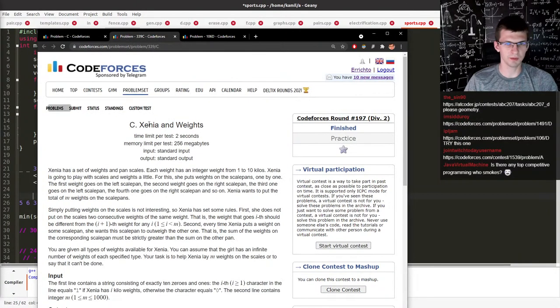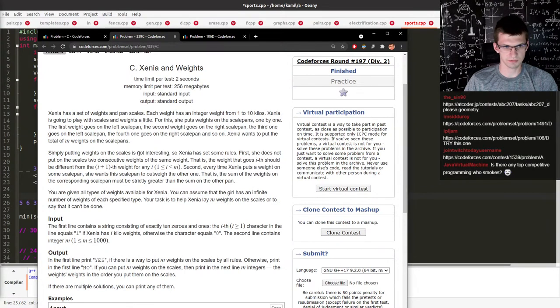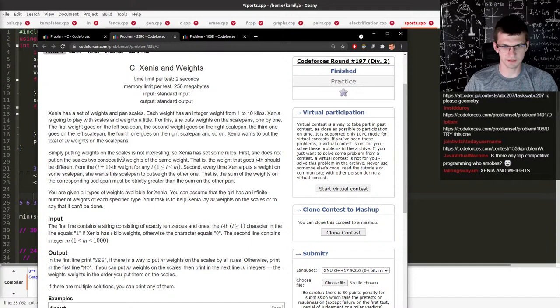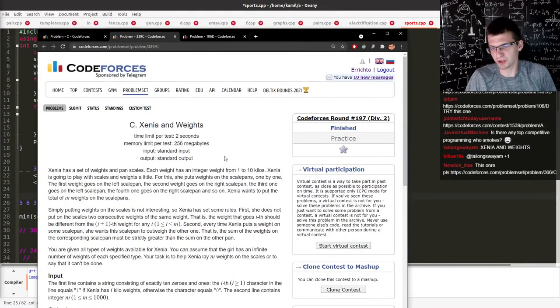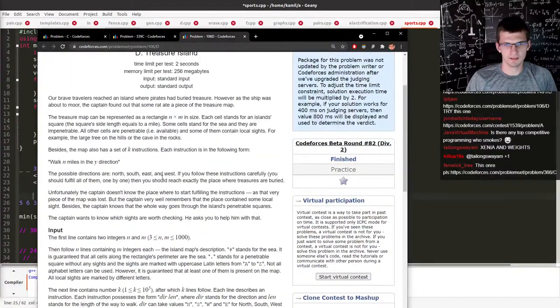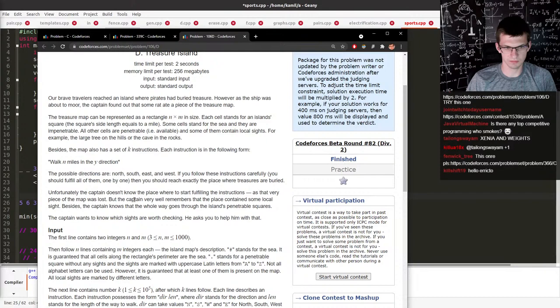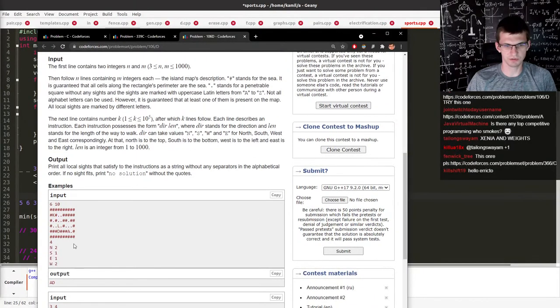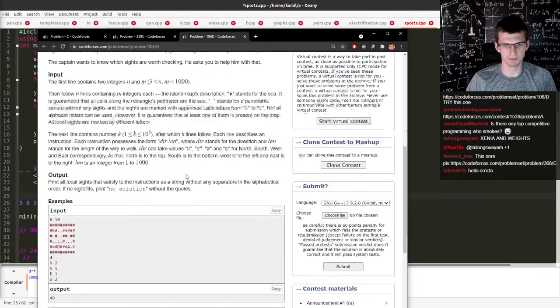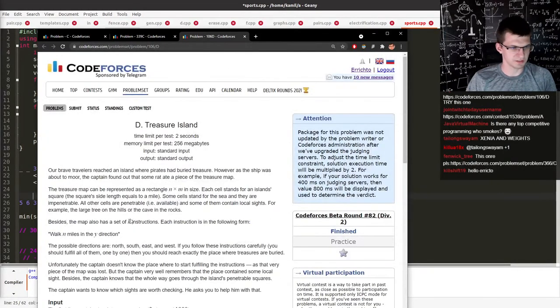So, a math problem. Weights. You put weights on scales, and they should go up and down. So I guess a constructive problem maybe. And there is a grid like this, and there are directions. We get instructions and we need to get to some place, but maybe we don't know the map, I'm not sure. Okay, those are the possibilities.